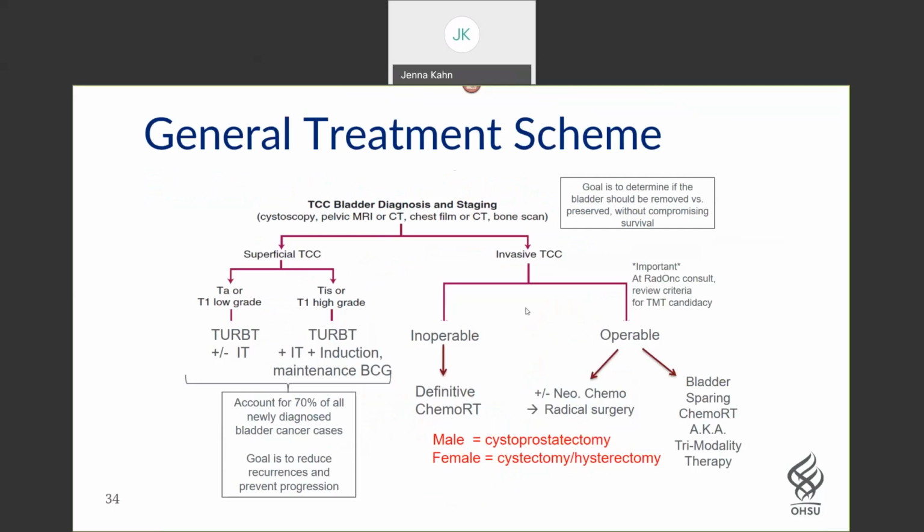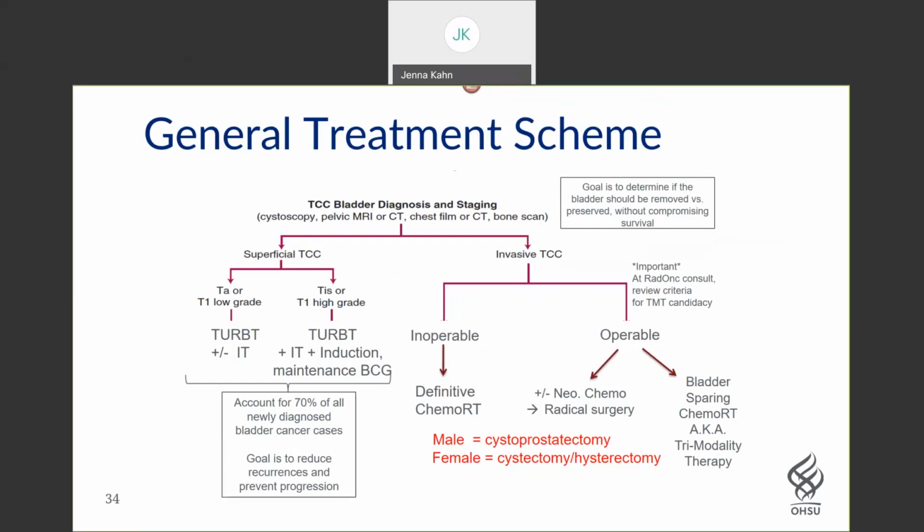So the general treatment scheme is that if you have a superficial tumor, then you do that TURBT plus or minus some chemo inside of the bladder, or BCG. And this accounts for 70% of all newly diagnosed bladder cancer cases. And the goal is to reduce recurrences and prevent the progression of the tumor.